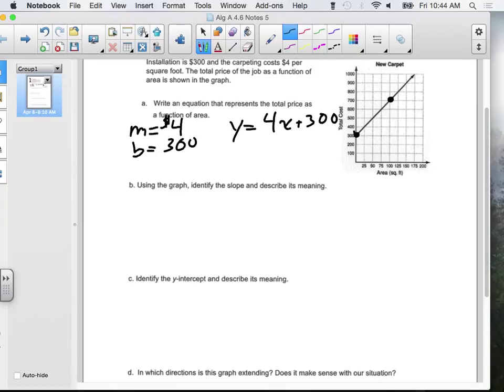Yep, so from this point, how far up do we have to go? 1, 2, 3, 4. So we have to go up 4, that's what that arrow means. And how far over do we have to go?